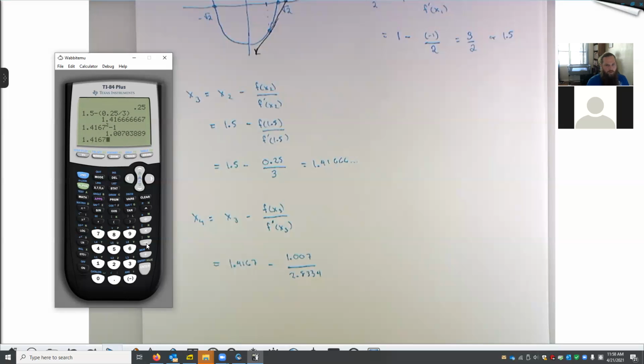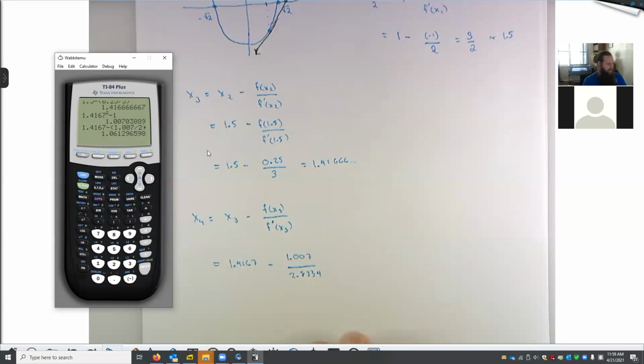1.4167 minus 7 divided by 2.83. Yeah, we're getting the same thing again.